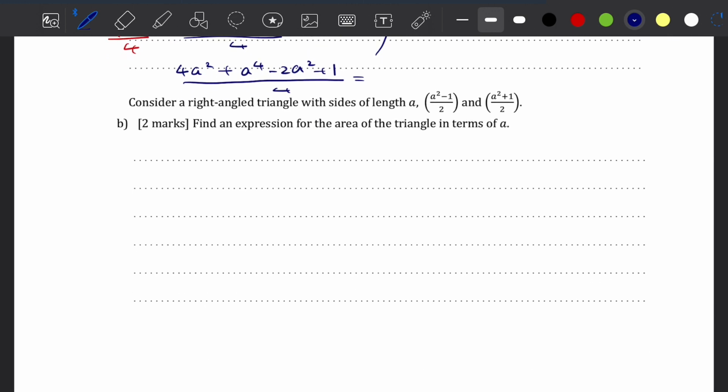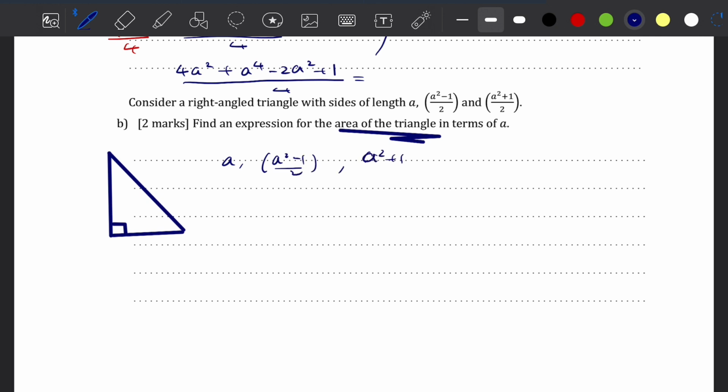Then let's do the second part of this question. We need to consider a right angle triangle with sides of length a squared minus 1 over 2 and a squared plus 1 over 2. So this is the right angled triangle. The triangle has a shape like this, and it has a 90-degree angle here. We need to find the expression for the area of the triangle in terms of a. So we have a side a squared minus 1 over 2 and a squared plus 1 over 2.